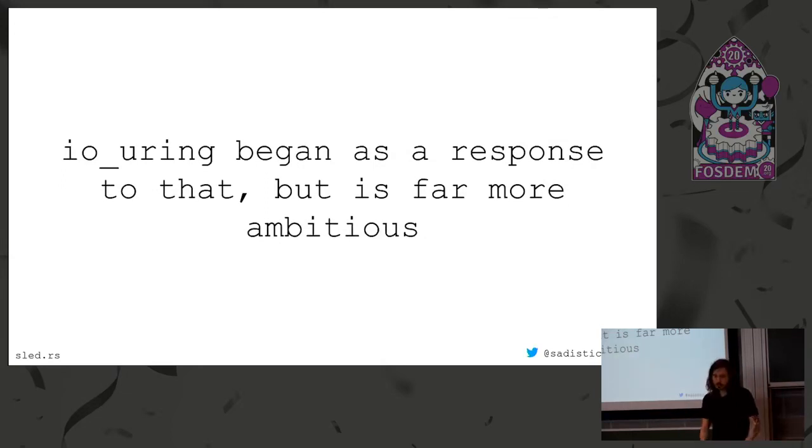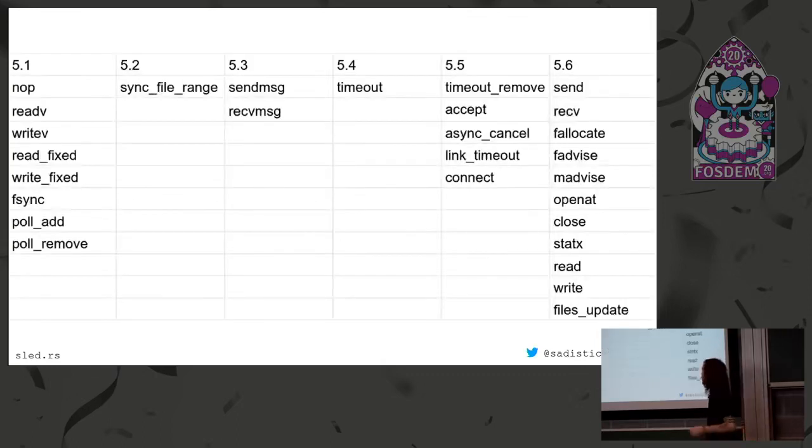So io_uring began initially as an effort just to replace that, but in effect it's much more ambitious. In the first version of io_uring, we've got basically vectored reads, vectored writes, fsyncs, and the ability to work with poll FD or event FD devices.